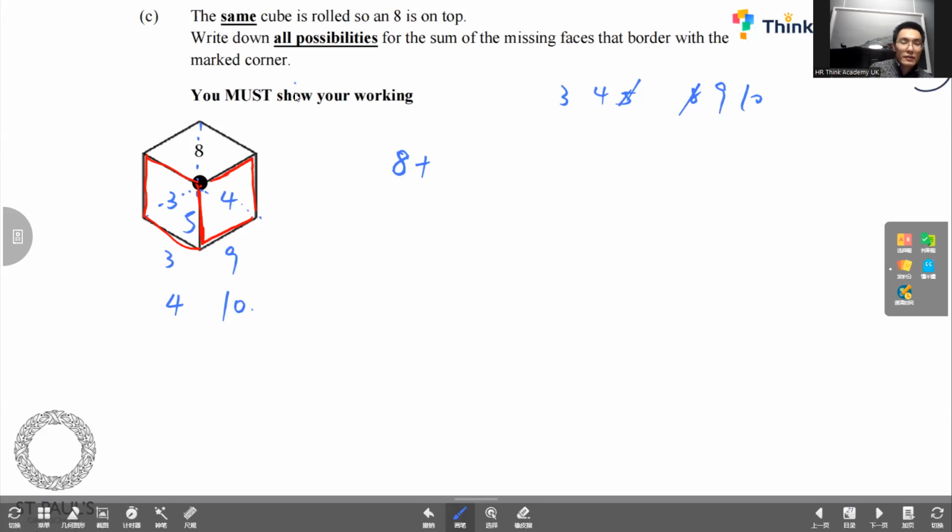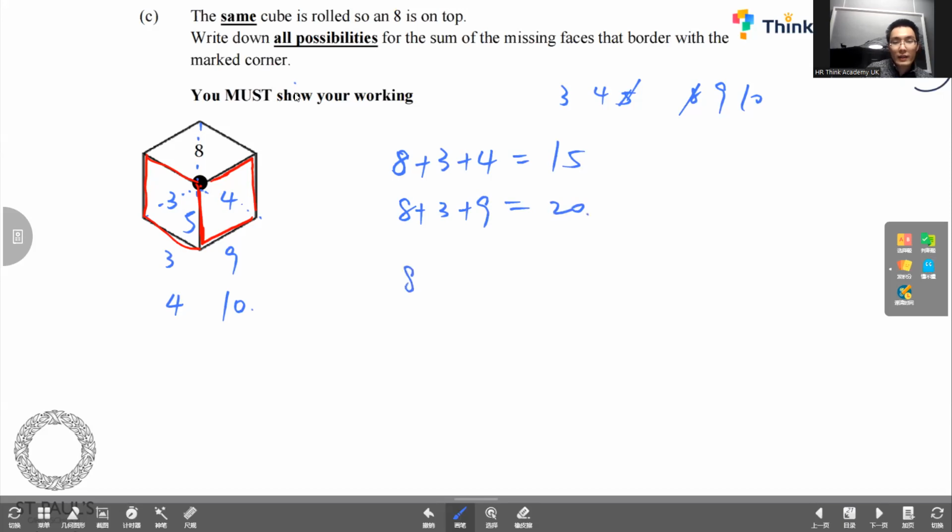And finally, can we have anything else? Let me have a look. So if we have 8, 3, and 4, the answer will be 15. If we have 8, 3, and 9, the answer will be 2 more, which is 17. Oh, 5 more, so it's 20.